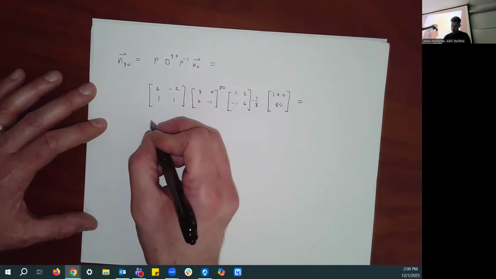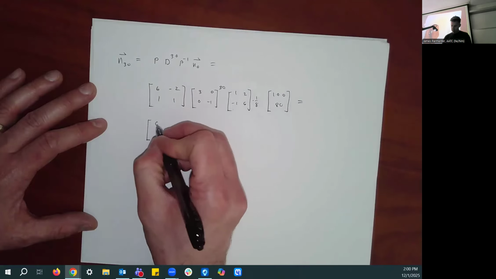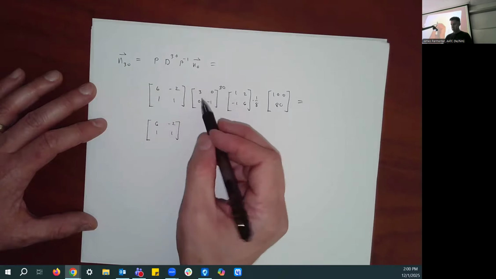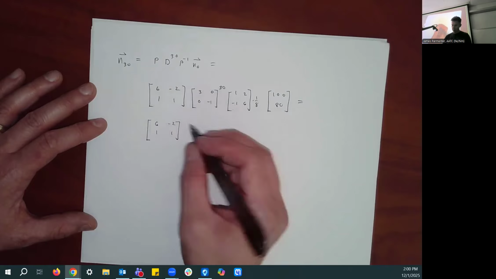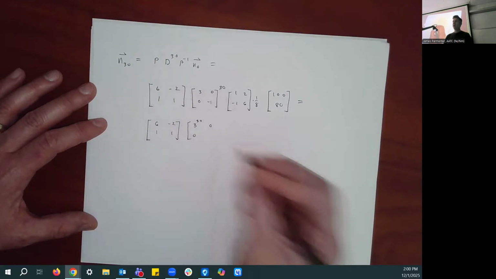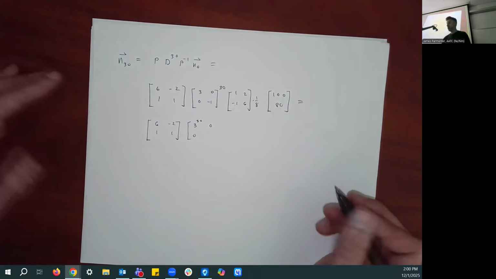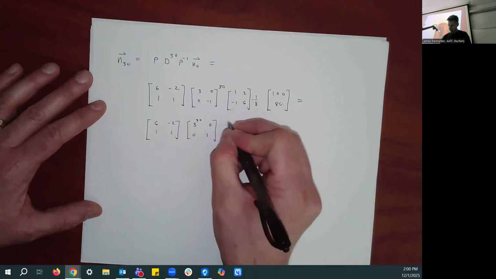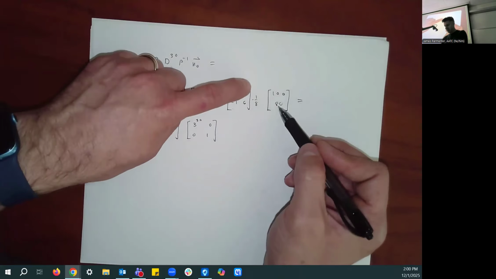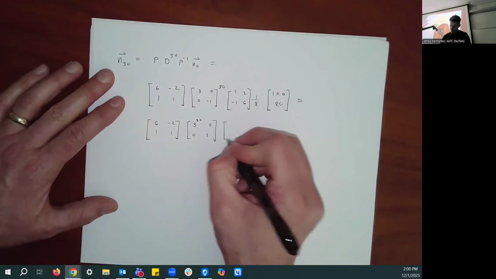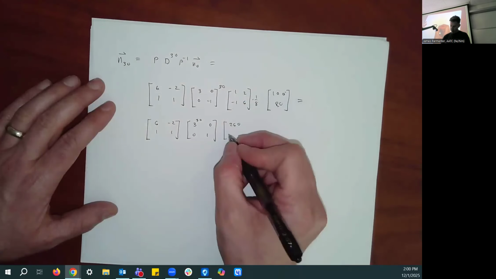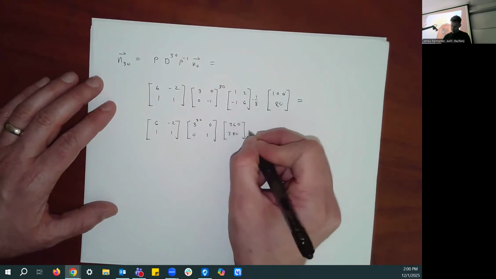So, 6, negative 2, 1, 1. For this part here, we just get to write each part to the 30th power. 3 to the 30th is gigantic. Negative 1 to the 30th is 1. And then you multiply these two together, let's see, you get 100 plus 160, which is 260, and negative 100 plus 480, which is 380, times 1/8.